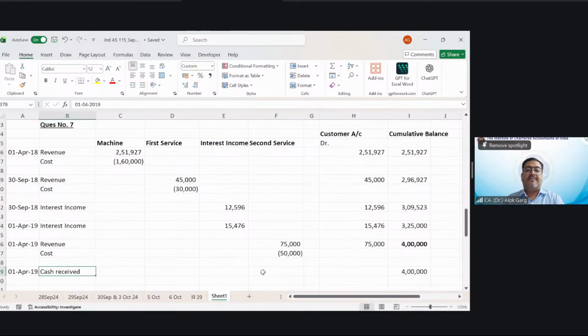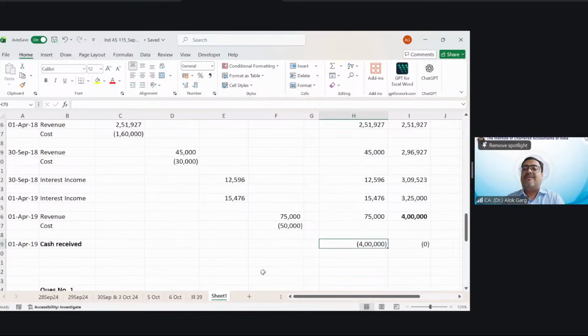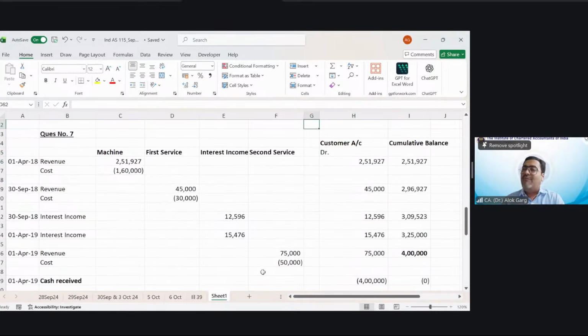Now on 1st April 19, cash is received, right? So cash received means cash account debit to customer account, so the customer account has to be credited. So this is how your entire question number 7 works. Very simple question. If you solve it in tabular form in the exam, it will be very easy. This is question number 7.